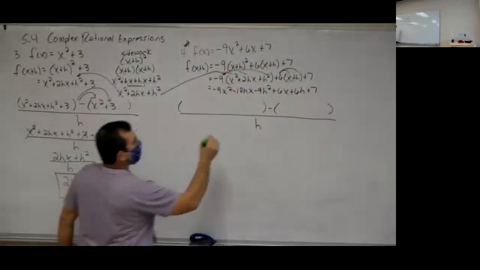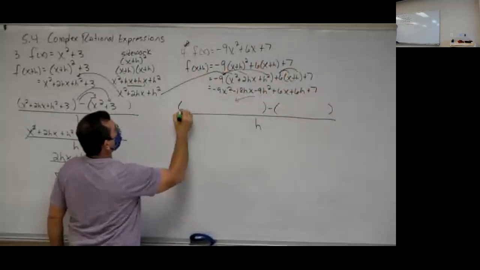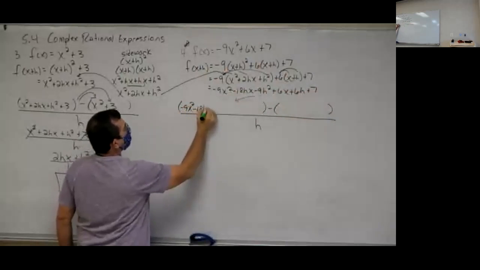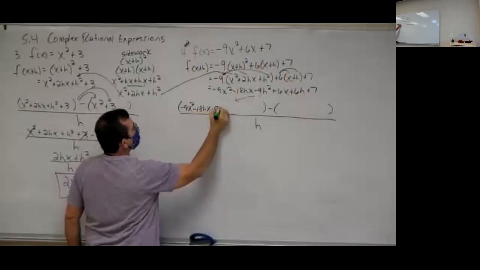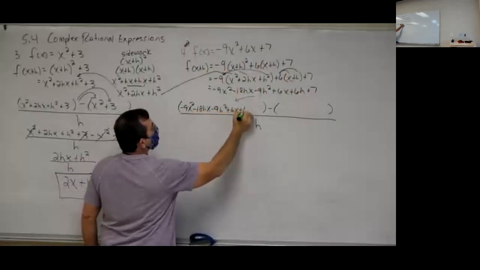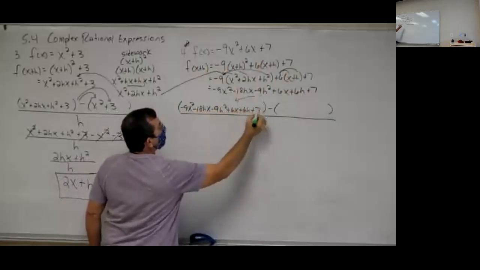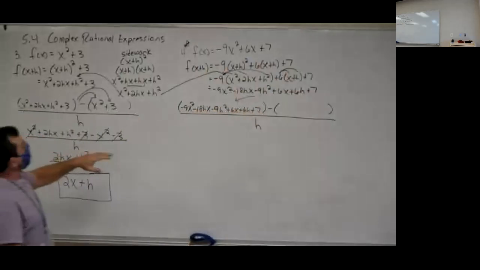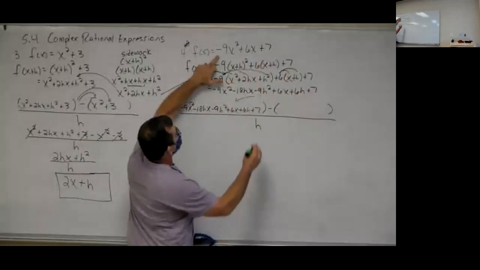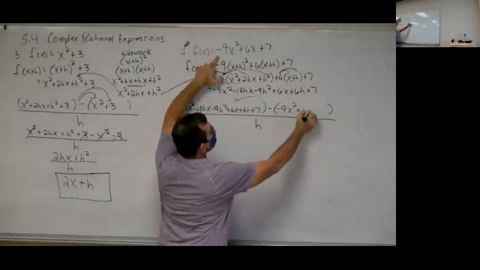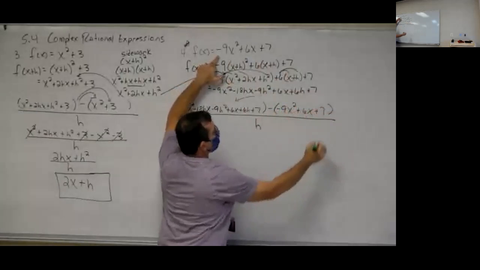All right, so f of x plus h is this stuff now: negative 9x squared minus 18hx minus 9h squared plus 6x plus 6h plus 7. Ooh, that's a long one. F of x they gave me in the very beginning, so now I can put my f of x in here, which is negative 9x squared plus 6x plus 7.